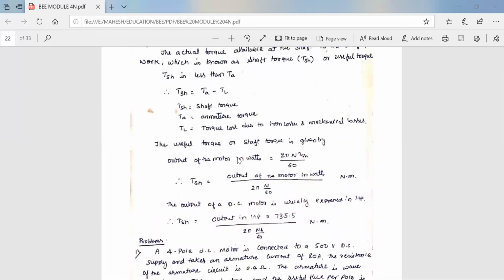So in this session we have seen about the DC motor introduction, back EMF, back EMF significance, and the torque equation. So you go through this video session.